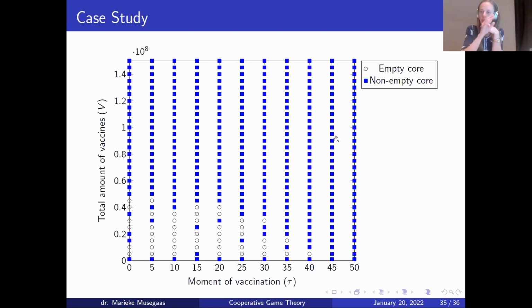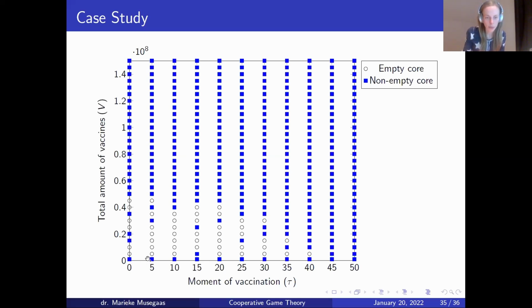And what happens in between? We don't know. We didn't draw any conclusions yet. It can be that the core is empty. It can be that the core is non-empty. So in between, that is still something to look further into. What happens if we have, I don't know, not severe shortage, not a lot of vaccines, but something in between? What happens then? So we didn't draw any conclusions, but what we did see in our results is that if the core is not empty, then quite often a market allocation belongs to the core, but not always.